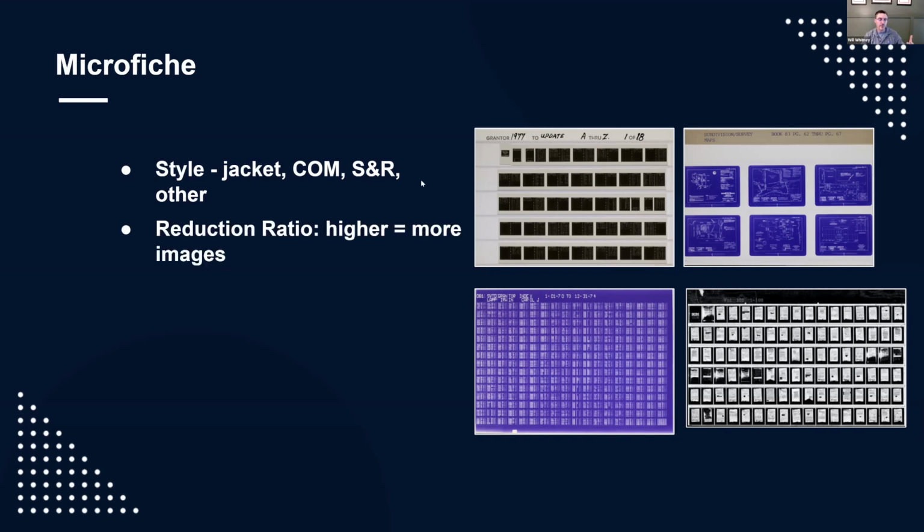Again, reduction ratio can be important, because if you have 42x COM fiche compared to 48x, you're going to have a big gap, a big delta of how many images are on there.